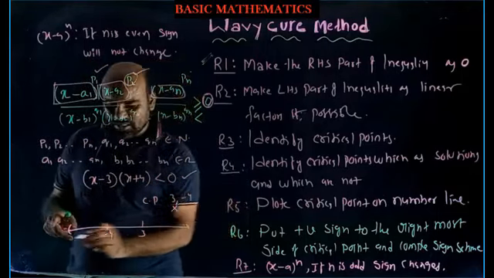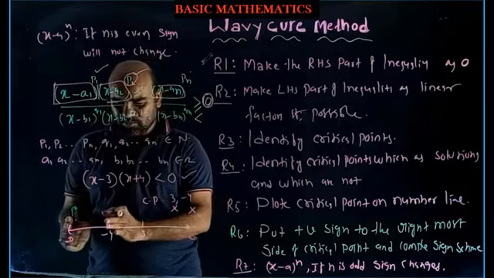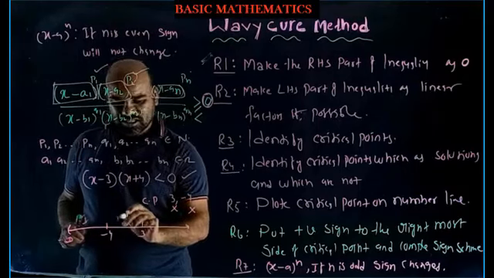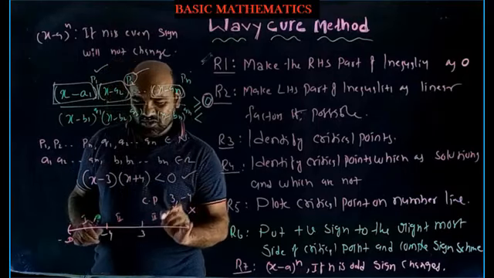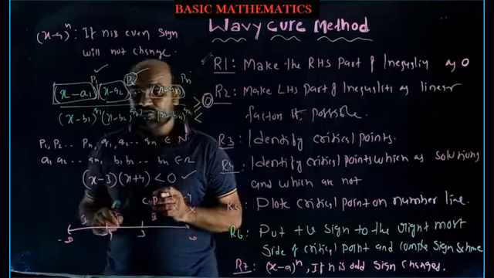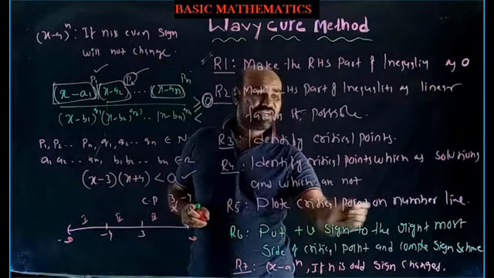Now the total number line, this is minus infinity to infinity. This number line is divided into 3 pieces. This is one piece, second piece, third piece. So minus infinity to -4, -4 to 3, 3 to infinity. Now we want to identify which piece gives the solution of the given inequation. Plot the critical points on the number line.